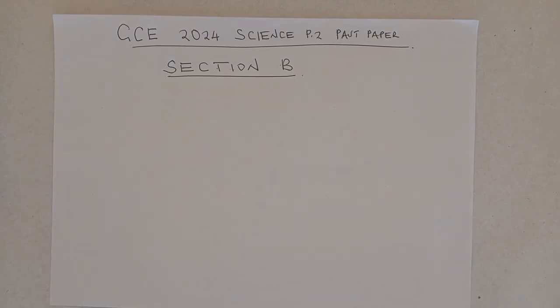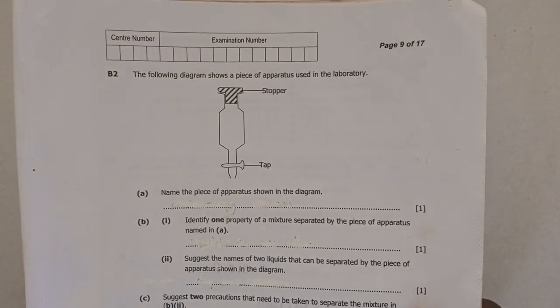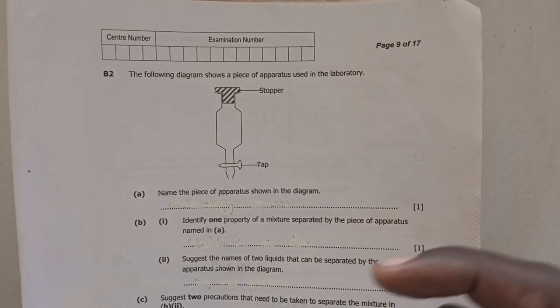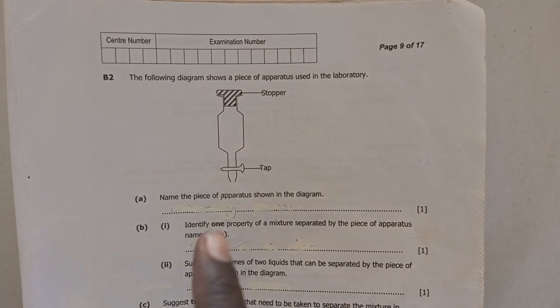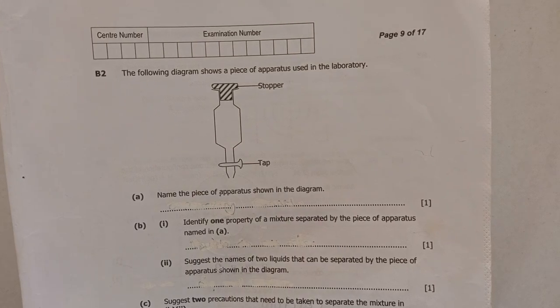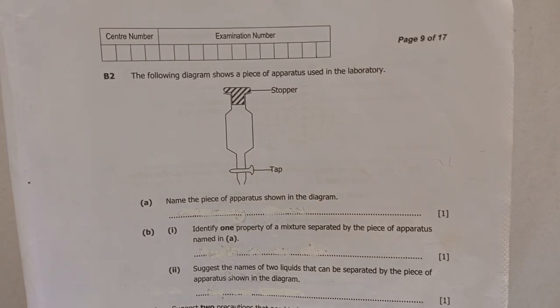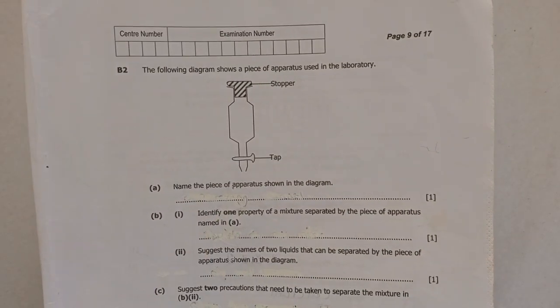Hello viewers, in this video we proceed with question B2 of the 2024 science paper 2 past paper, and we go straight to the question. The question reads as follows. The following diagram shows a piece of apparatus used in the laboratory. Now remember that this slightly looks like a burette, which is used to accurately measure volumes of liquids, especially during titration. But this is not a burette.